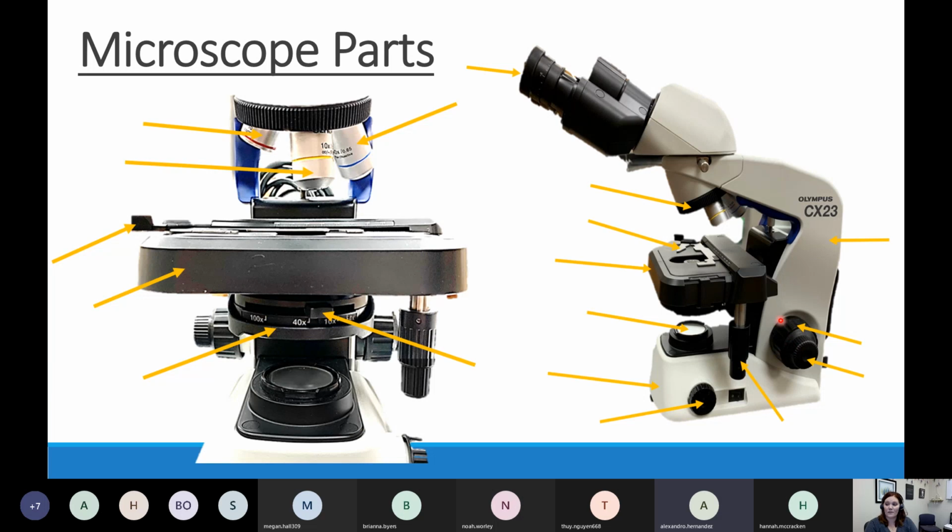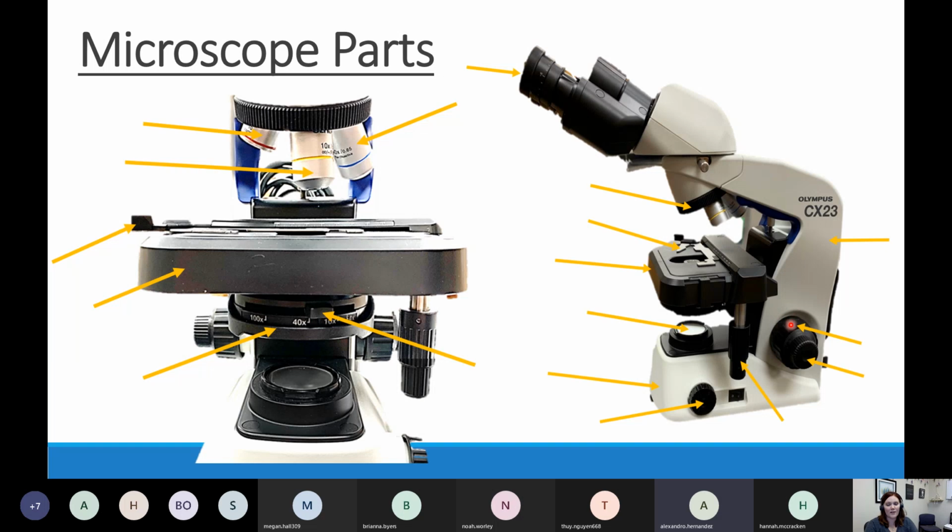We're writing this down. The coarse adjustment knob can only be used with the scanning objective. Yeah, Madison beat me to it, right? Madison's on top of it.